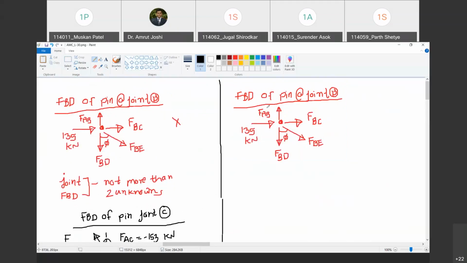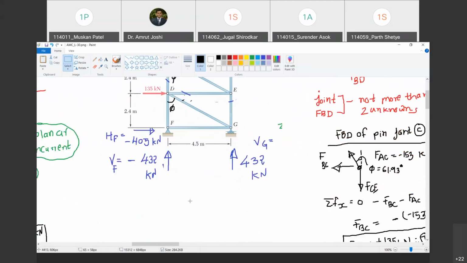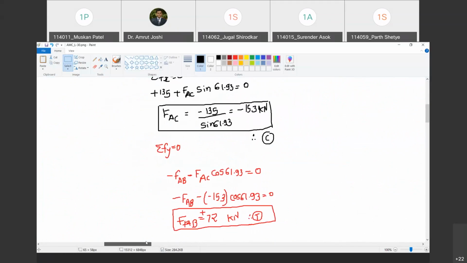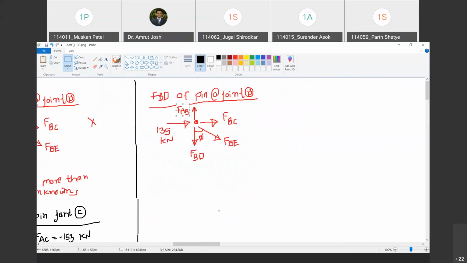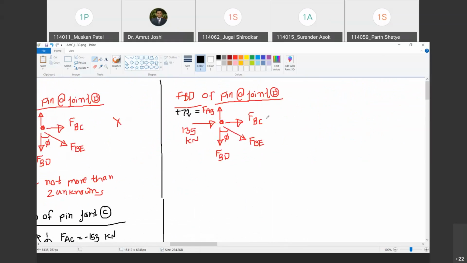Now the free body diagram is already drawn. Now tell me the values. What is the value of FAB? We have to go to the first step. FAB is plus 72. Are you with me? Yes, sir. So I'm going to write that. This is equal to plus 72 kilonewton, of course. Now what is the value of FBC? For that I have to refer to this step, and this is plus 135. Are you with me? Yes, sir. So this is equal to plus 135.